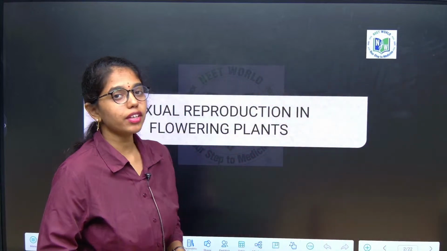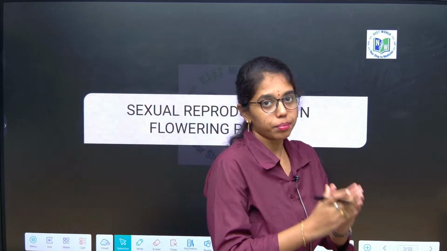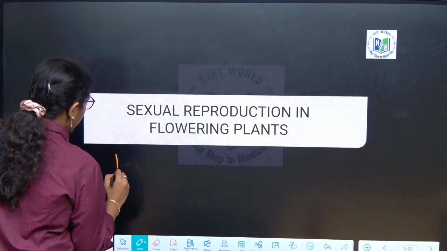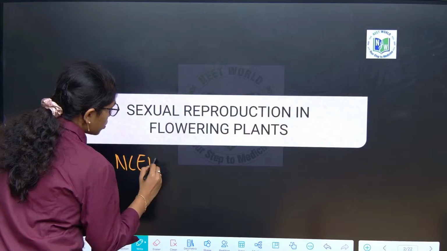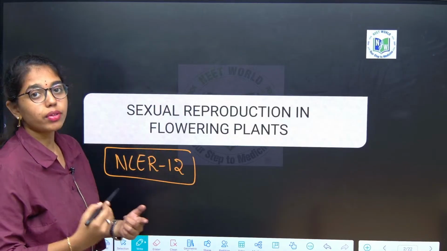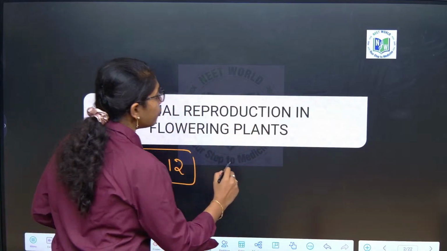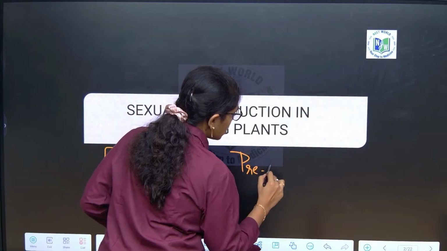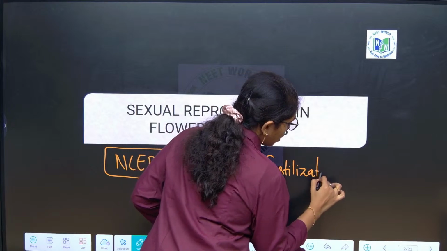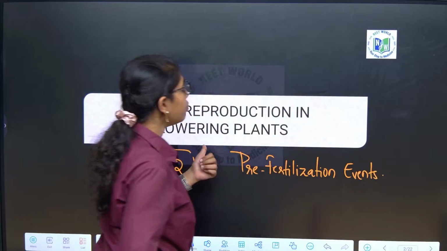Today we are going to discuss the major chapter, sexual reproduction of flowering plants, which is from your NCERT 12. As yesterday we discussed the anatomy of flowering plants, today we are going to discuss pre-fertilization events from sexual reproduction of flowering plants.